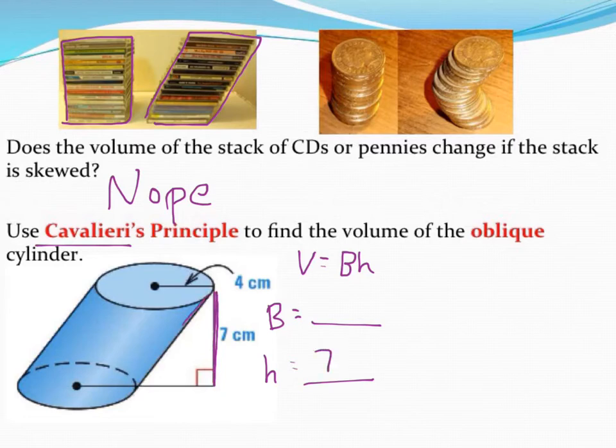Some people try to argue that we have to do Pythagorean theorem and find that height right there. We don't want that. We want the straight up and down distance. So even if the bases don't connect when you go straight up and down, that's still the height we want. So the height is 7, and it needs to be perpendicular to the base.